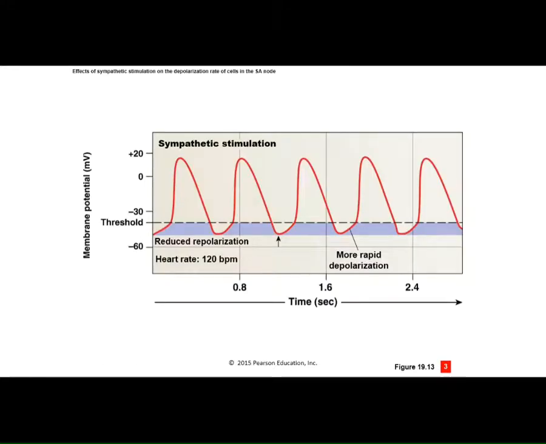So we can see here now, under sympathetic stimulation, look where the 0.8 is. Normally, your heart would have only beaten once, right? And we see now it's beating faster. So that's what this is trying to show you. That in the same 0.8 seconds, we've gone through more than one cycle. We've actually had a faster heart rate.